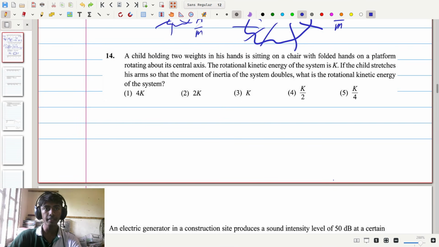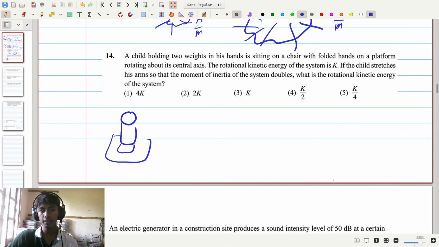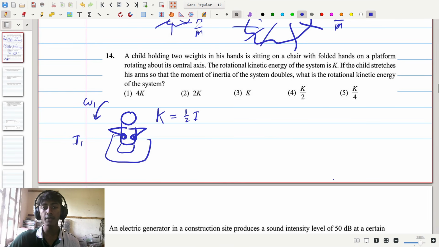Now to understand this, let's consider the initial and final situations. So in the initial situation, the child is sitting down on a chair on a platform and rotating with their arms bent inward like this. Now given this, let's suppose that the initial angular velocity is equal to omega1 and the initial moment of inertia is equal to I1. Given that, the initial rotational kinetic energy K will be equal to half I1 omega1 squared.